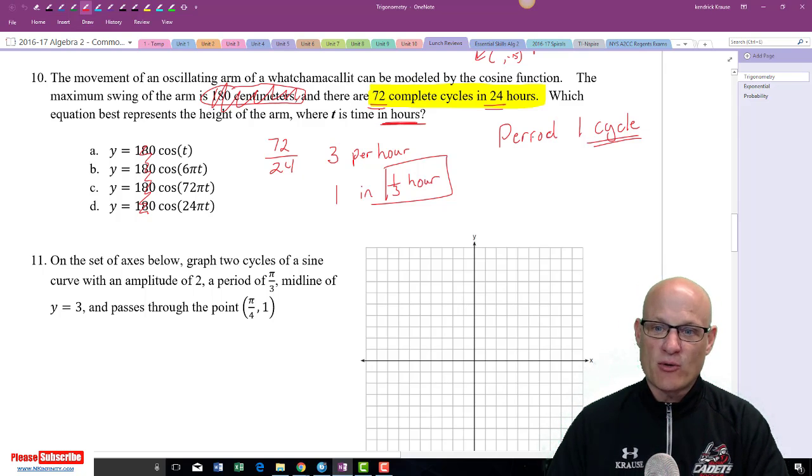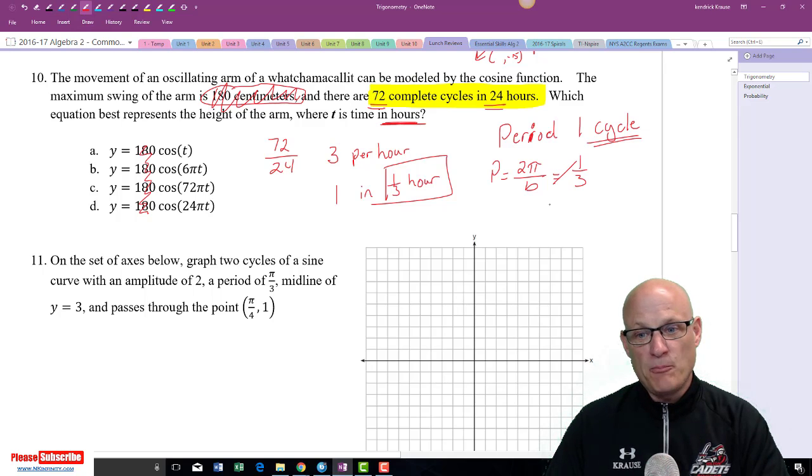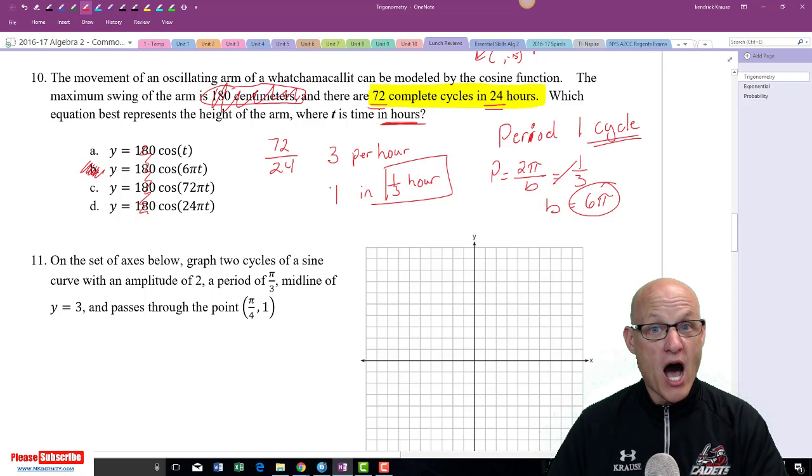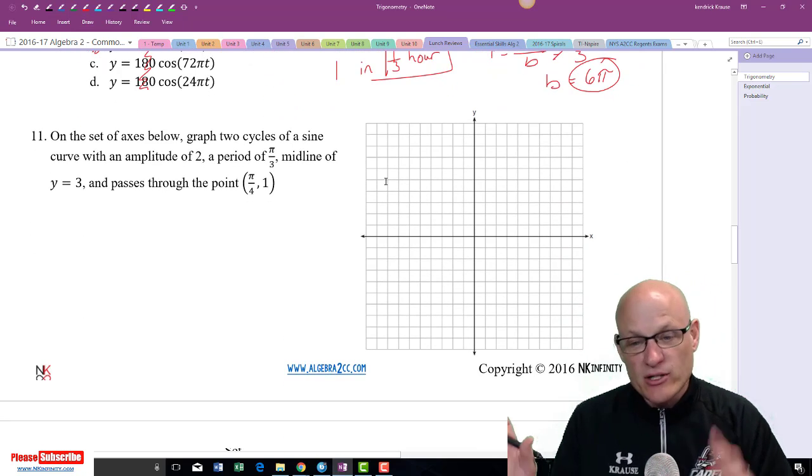Now you got to say, okay, period, remember, period is equal to 2 pi over b. Correct? All right. Now, if period is equal to 2 pi over b, and I know my period is 1/3 of an hour, I can cross multiply to get b. Well, b is equal to 6 pi. And so I need to find the equation over here where b is equal to 6 pi, and that's it right there. Wow. I saw a problem like that on an old Regents. This one I made a little bit harder than the old Regents, but that's how you go about doing that problem. All right, so now we're just going to practice graphing.